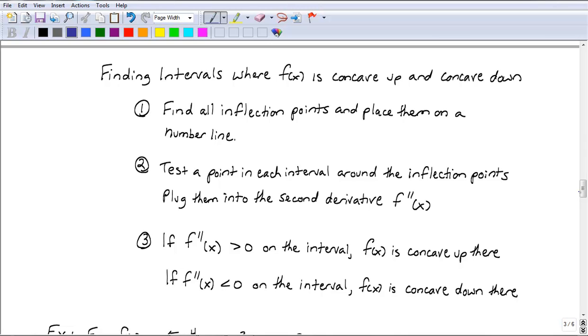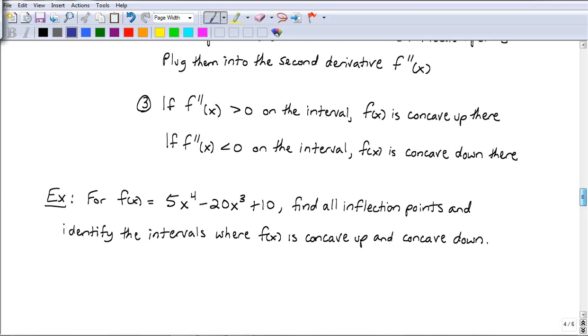First you find the inflection points and put them on a number line. You test a point in each interval around the inflection points and plug them into the second derivative. If the second derivative is positive, it's concave up. If the second derivative is negative, it's concave down. And so let's look at an example of this.